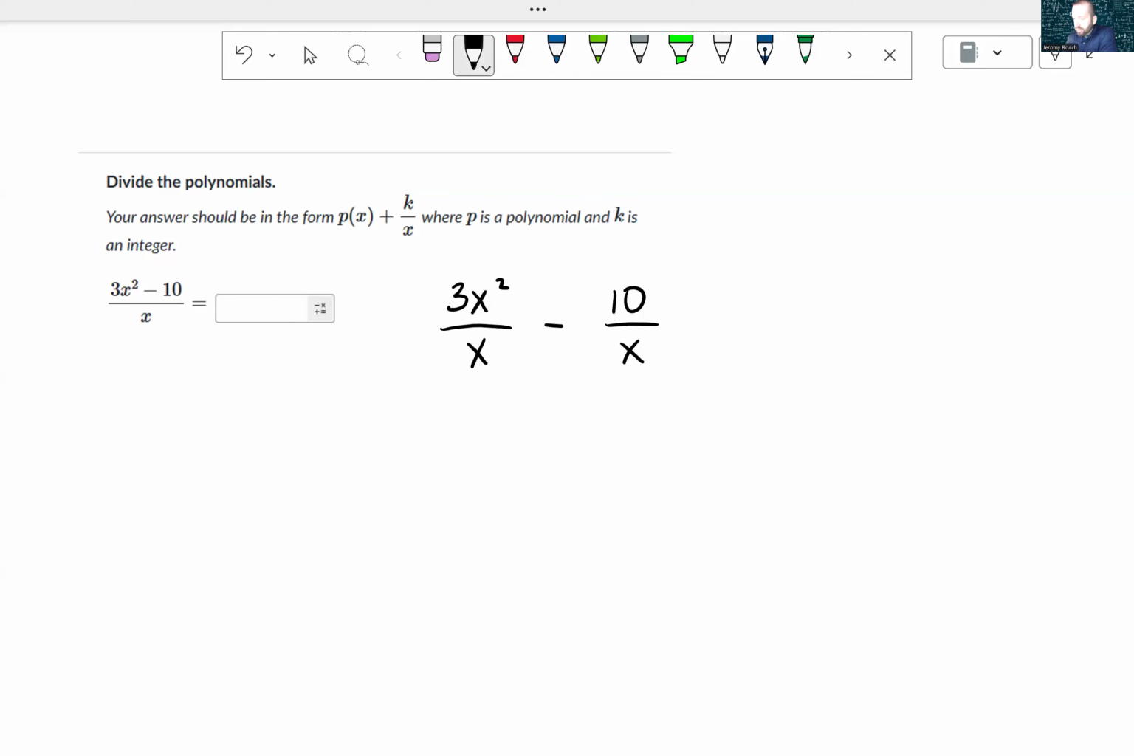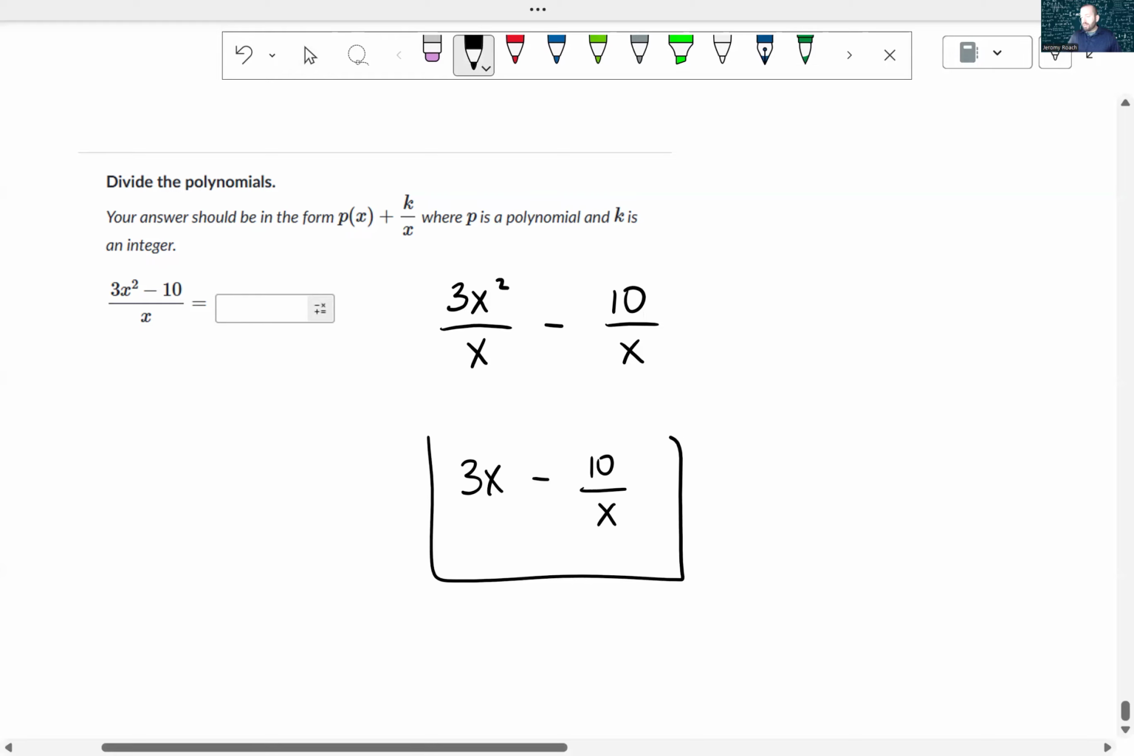This first one we can divide by x and we get just 3x. But this next term, we just have to leave it as 10 over x. There's no common factors there, so our answer just stays in that form there.